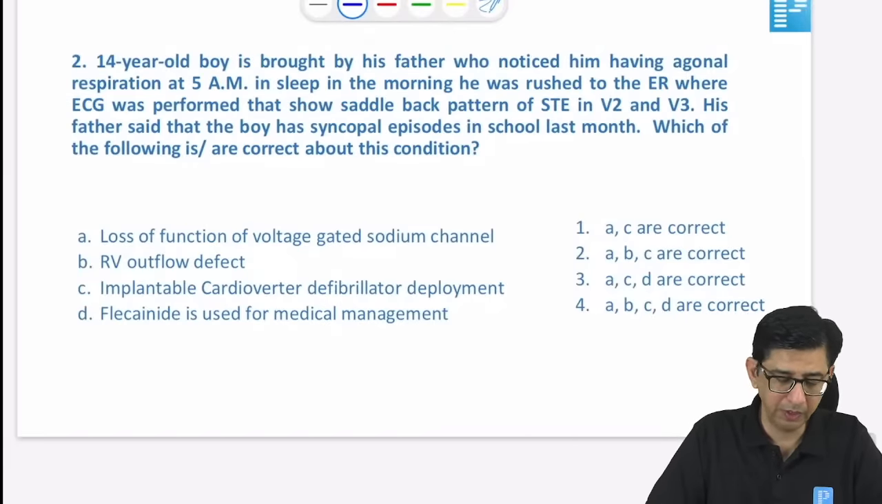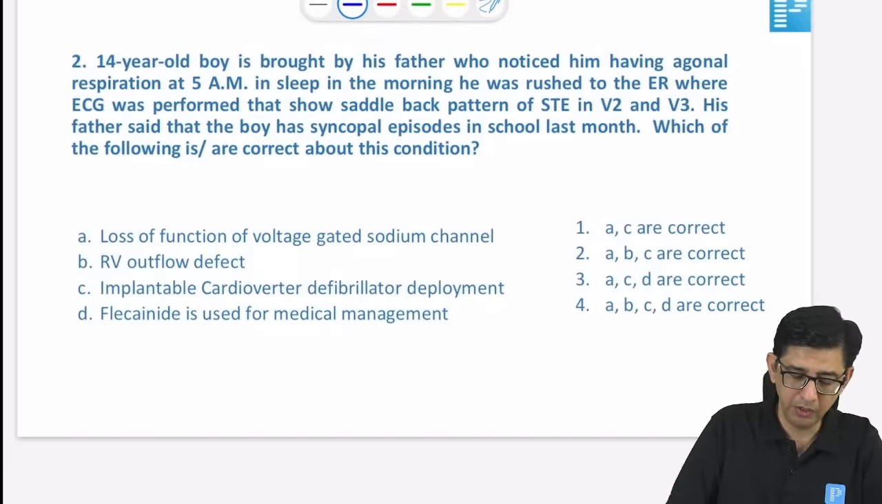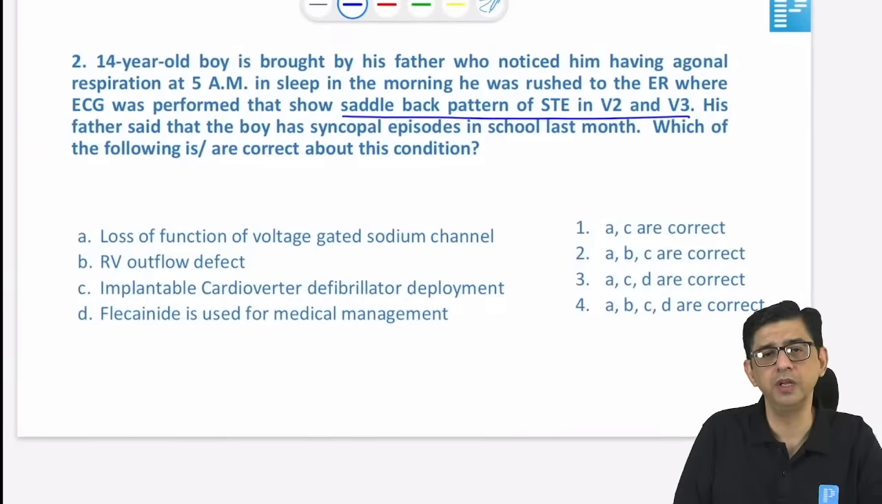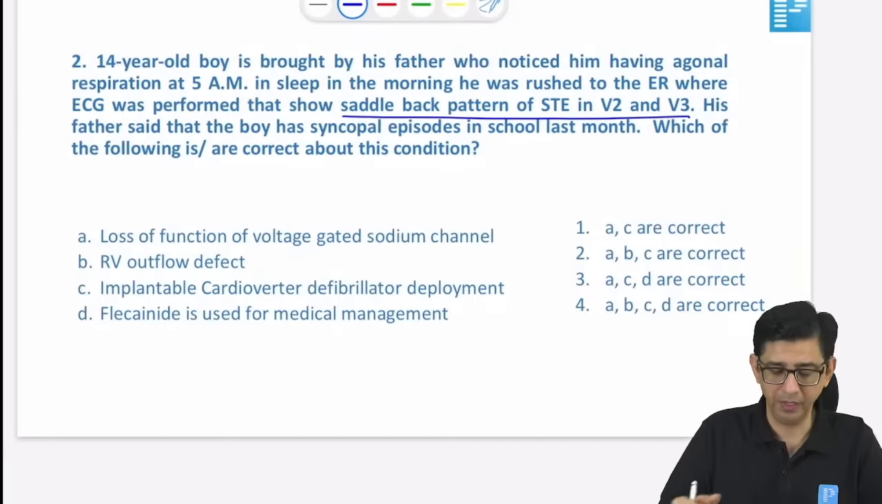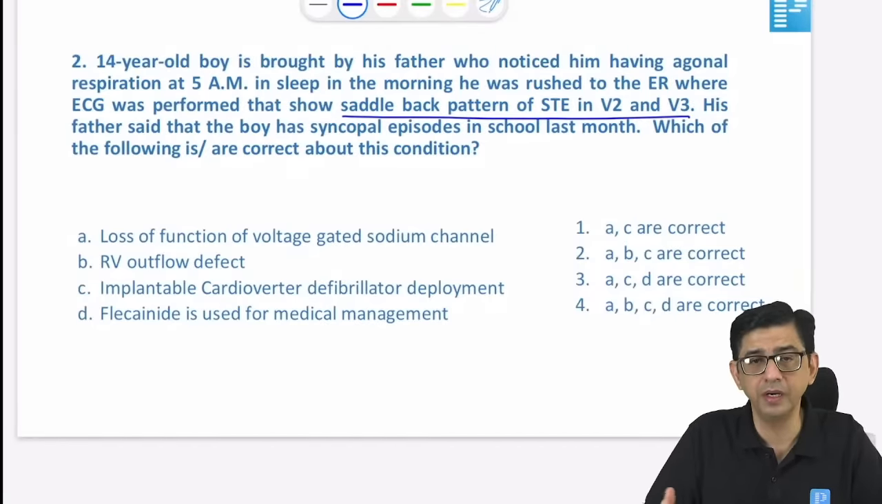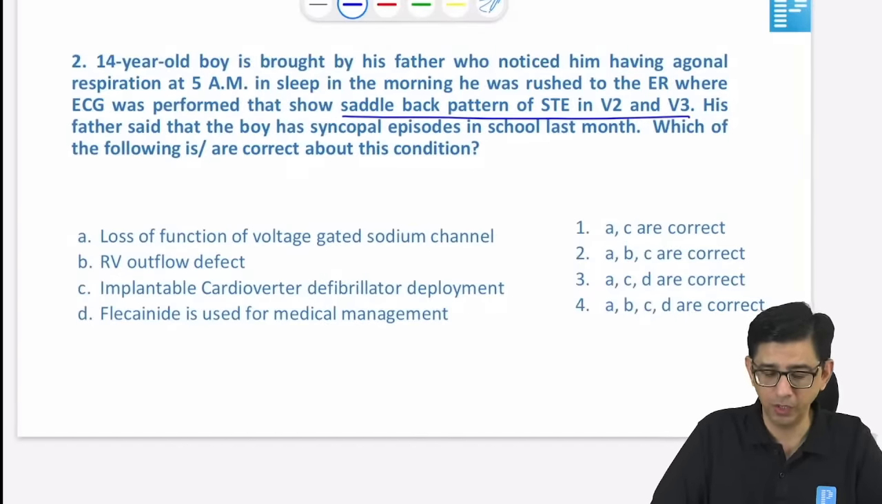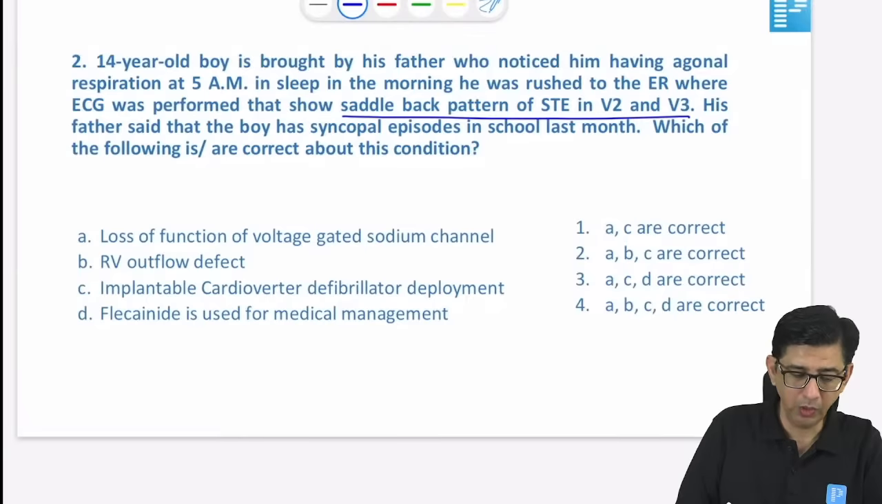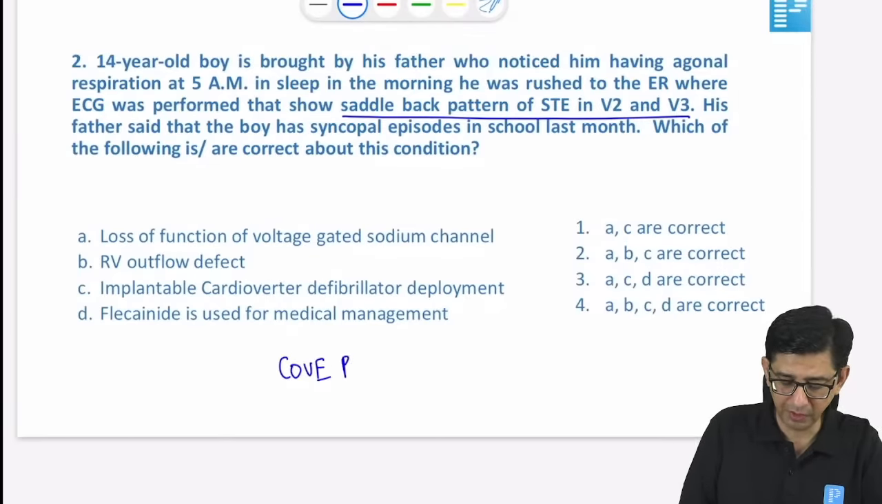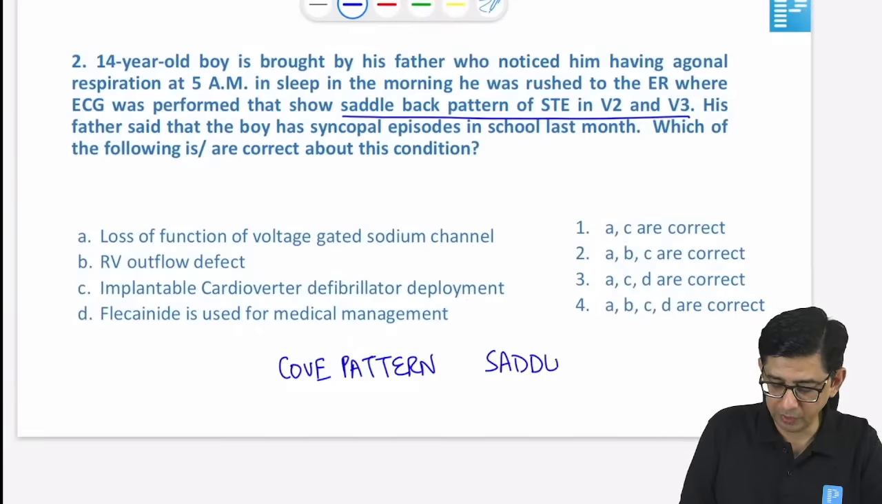And when the ECG was performed, the ECG is showing a saddleback pattern of ST elevation in leads V2 and V3. Routinely, what I've explained is that for this particular condition, that is Brugada syndrome, we tend to have a diagnosis with a coved pattern, but today the question is slightly modified. It does not say coved pattern, it says a saddleback pattern. So you have to pick up that slight difference that is also given in this question.